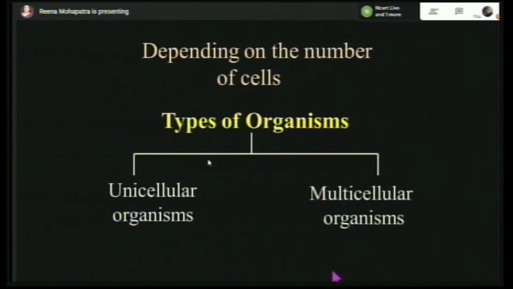Depending on the number of cells, certain organisms are made up of a single cell and most of the organisms are made up of more than one cell. So depending on the number of cells in an organism, organisms are divided into unicellular organisms and multicellular organisms.